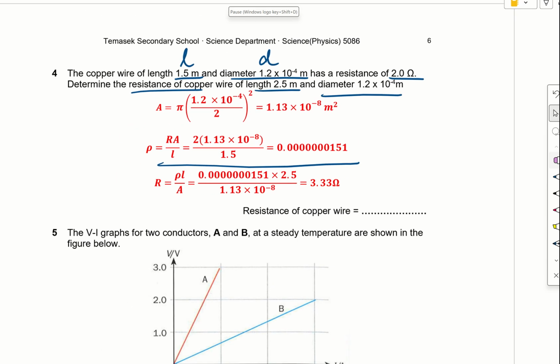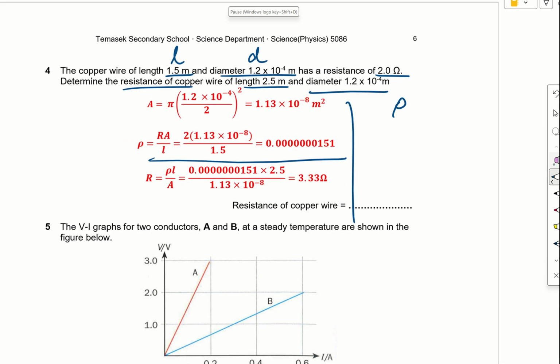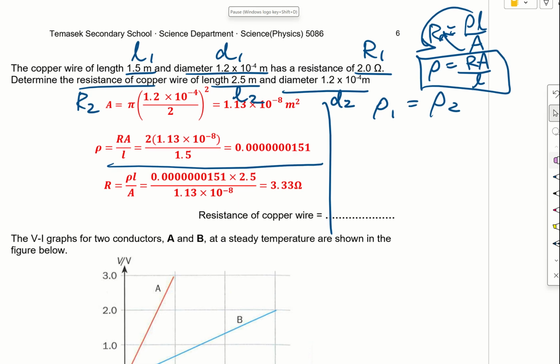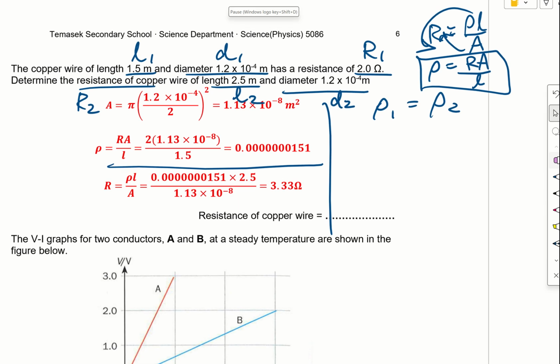But let us try to use the two cases formula, because rho 1 equals rho 2. So this is L1, D1, and R1. Okay, they want us to find the resistance of another copper wire. This is L2, the length 2.5 meters, and this is D2. Okay, so R equals rho L over A. Therefore, rho equals RA over L. Just manipulate, okay, and you will get this. You can try practice manipulation. Okay, so can I say R1 A1 over L1 equals R2 A2 over L2.